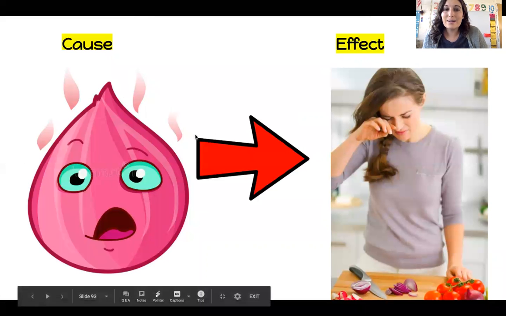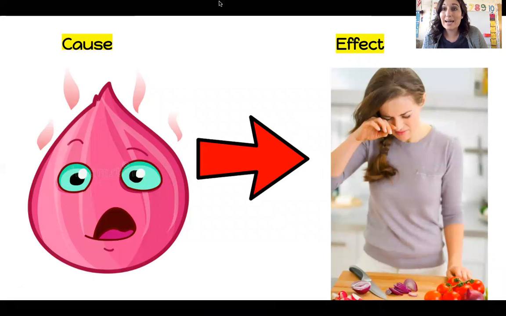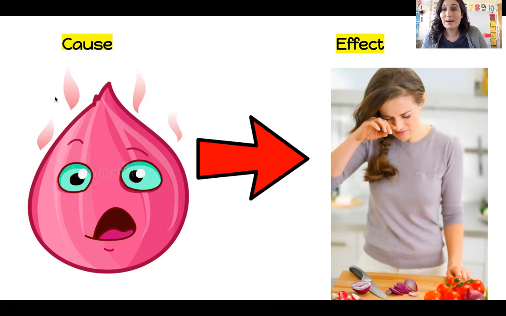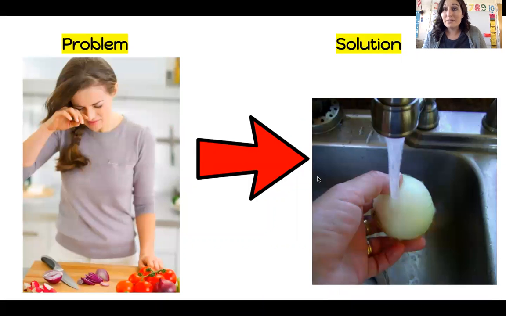The cause is the sulfuric acid released from the onion, because it causes us to cry or our eyes to hurt. That's the effect of that acid in the air. A problem then is our eyes are stinging and watering, and it makes it really hard to cook. The solution is that before cutting, you could take the onion and run it under water in the sink. I actually have never tried that, so I think I'm going to have to try it very soon.